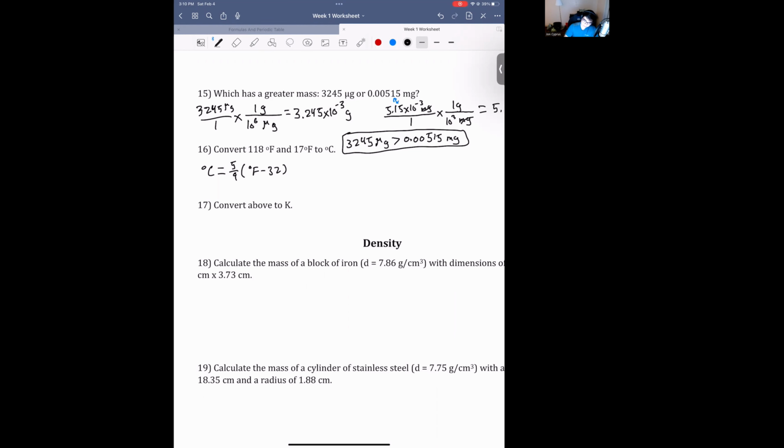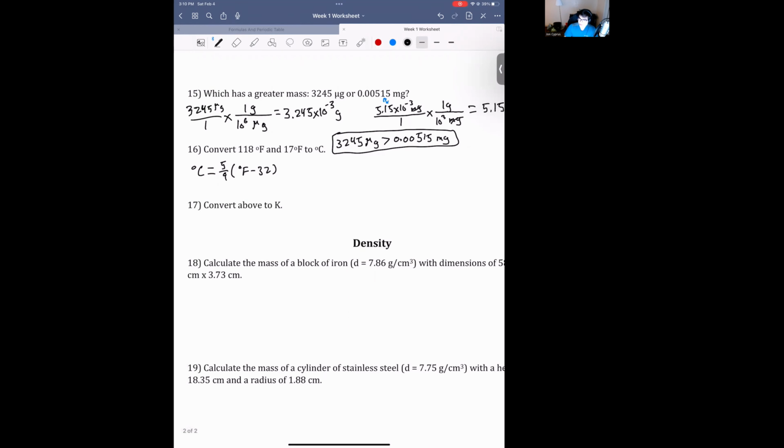So, all right, so we're just going to use this formula. We're really just going to plug it in here. So for 118 degrees Fahrenheit, the degrees Celsius is equal to 5/9 times 118 minus 32.